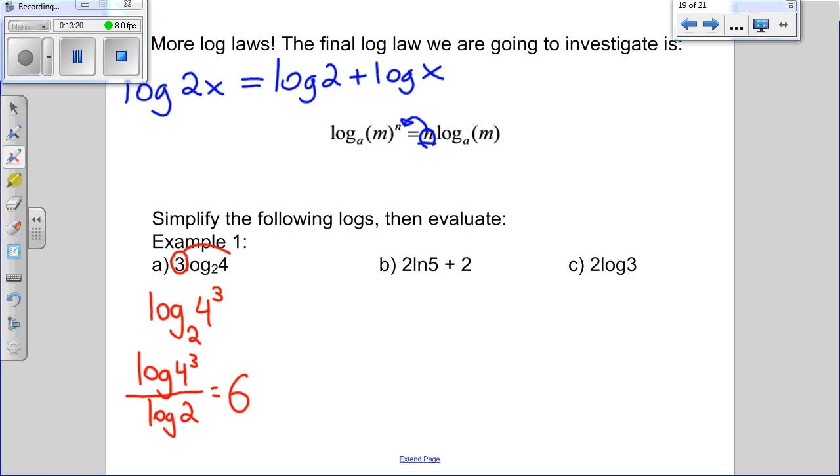If it didn't have the base 2, then we wouldn't have to do anything. If it was base 10, we could just do it in our calculators as is. The power of 3 came from the coefficient.